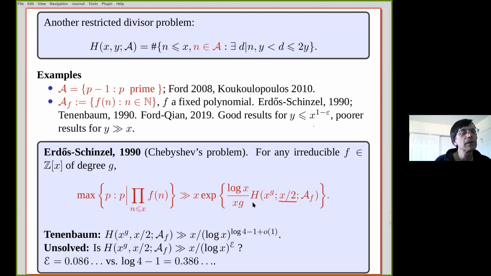Now, the best result, that is the best lower bound on this restricted divisor problem, is due to Tenenbaum. It's x divided by a power of log x, which is log 4 minus 1, about 0.386. A naive heuristic would suggest that it should be of size x over log x to this special exponent, which is much smaller. And that would immediately produce improvements in all of these Chebyshev type problems. As far as I know, this result of Tenenbaum has not been improved in general for general f. There's a lot of work that has been done on very special low degree polynomials in particular, but not for general polynomial f.